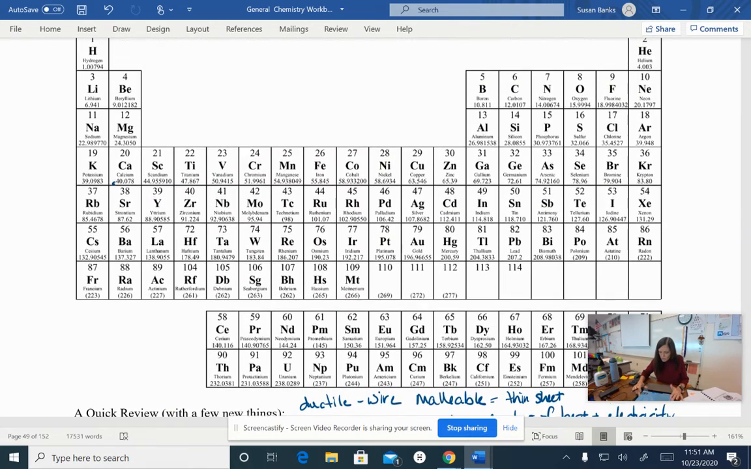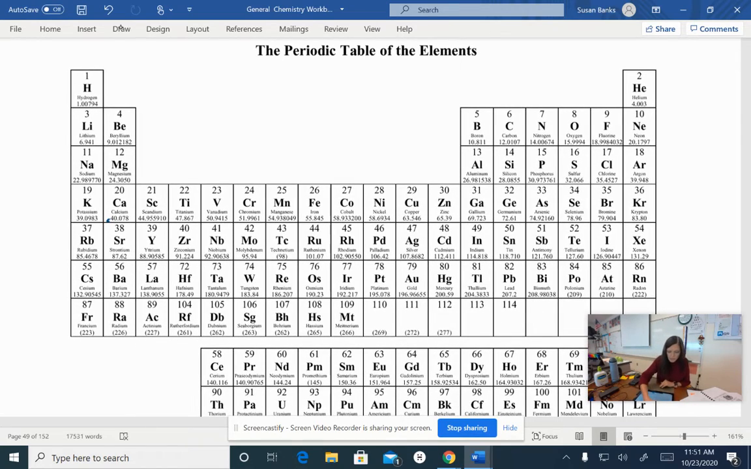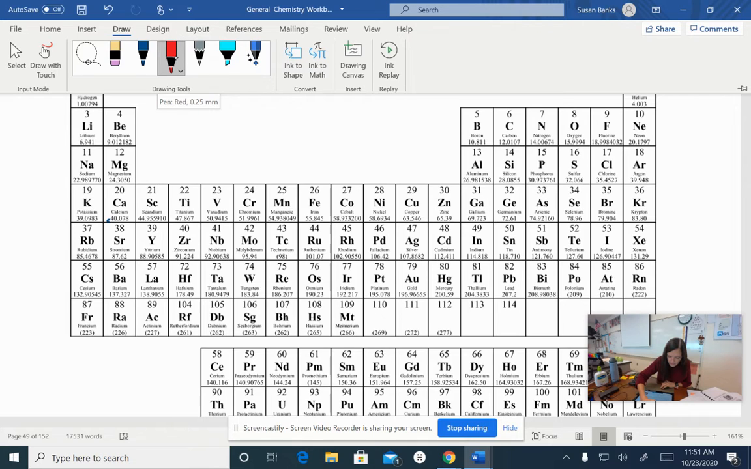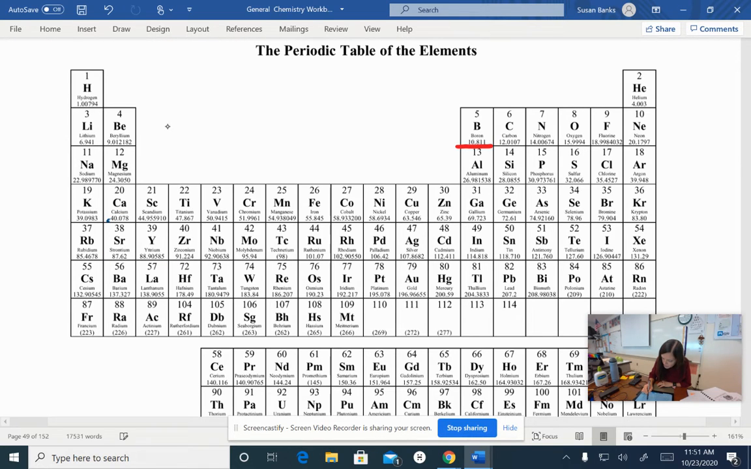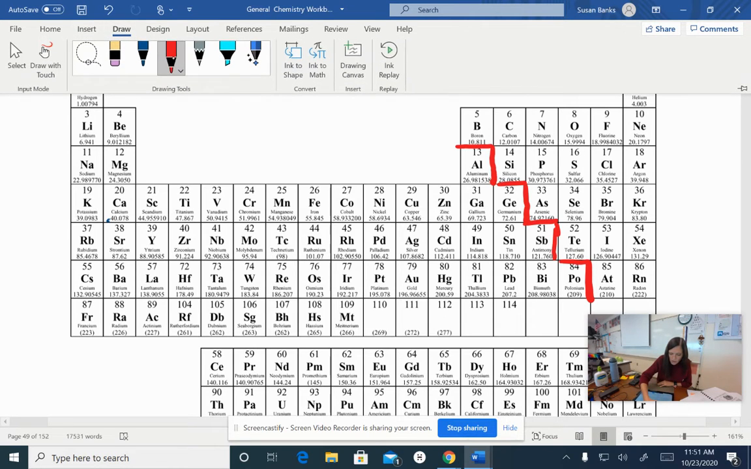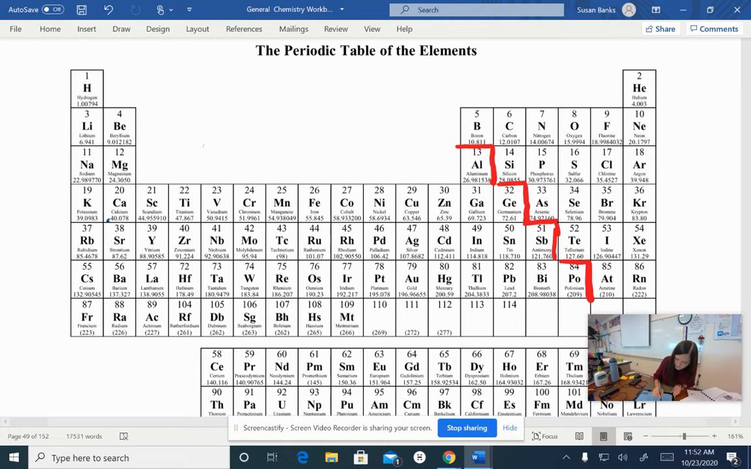So I'm going to first put in the line between the metals and the nonmetals. So I'm going to make this line really thick. Okay? Now the line between the metals and the nonmetals is what I call the staircase, and it always starts below boron and just makes a stair step down the periodic table. Okay? So this line tells us where the metals are versus the nonmetals. Okay? So to the left of this line, we have the metals.